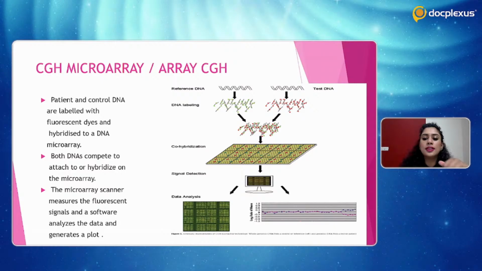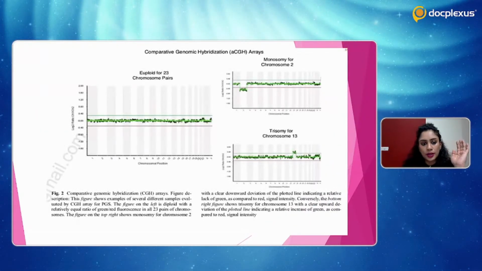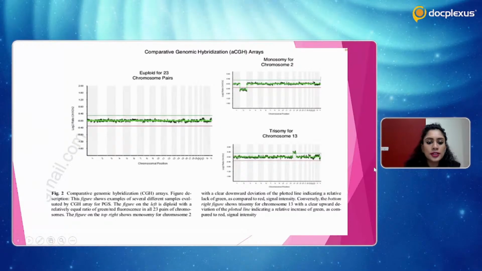After amplification, the sample is labeled with fluorescent probes and hybridized to a DNA microarray. The color adopted by each spot after hybridization allows for identifying chromosomal loss or gain. Okay, so this is the comparative genomic hybridization array. You can see in the diagram, the signals are being picked up. As you can see in the first figure, the figure shows examples of several different samples evaluated by CGH array for the preimplantation genetic screening.